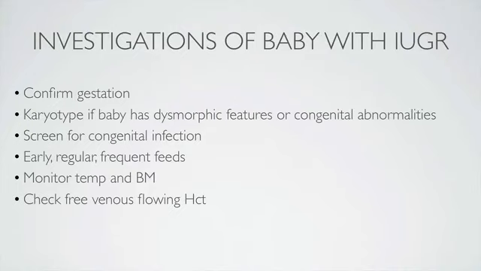We have to do quite a lot of investigations when an IUGR baby is born. We need to first of all confirm the gestation, because are we sure that this is a growth restricted baby, or have we actually just got the gestation wrong? We need to do a karyotype on the baby if there's any dysmorphic or congenital features. So this is if there's an obvious abnormality on examination of the baby, we need to do the karyotype, which is sort of looking at the DNA of the baby.